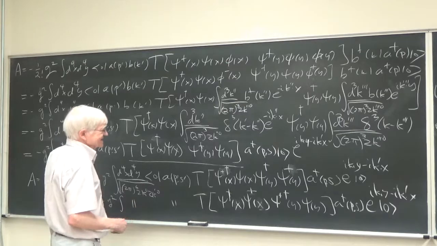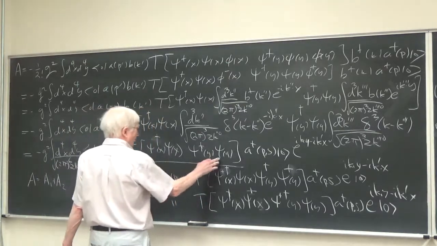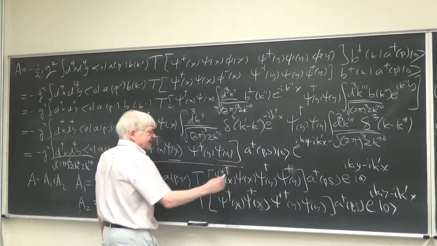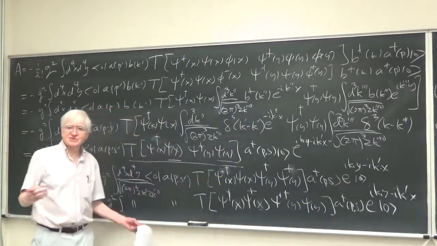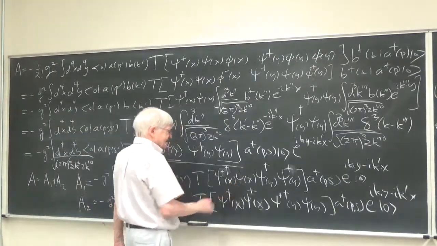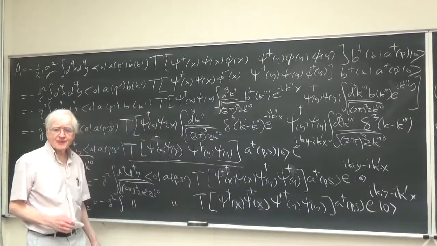What I'm basically saying is that either this field or that field can annihilate this particle. So those are two different possibilities. If this field annihilates it, that's A1. If this field annihilates it, that's A2.